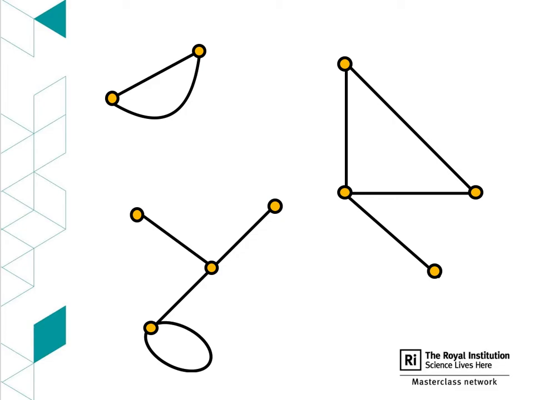Now, I'd like you all to design your own graph. Remember all these rules. You can't have the end of an edge or 2 edges crossing without a vertex there, and it has to be one connected piece. When you've finished, write down how many edges and vertices you have in your graph. Pause the video now and have a go.